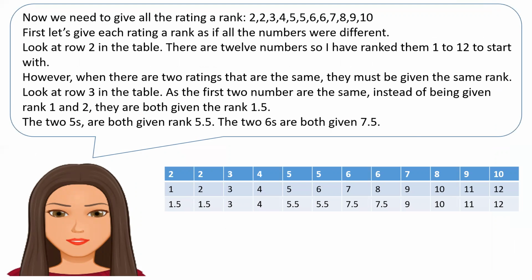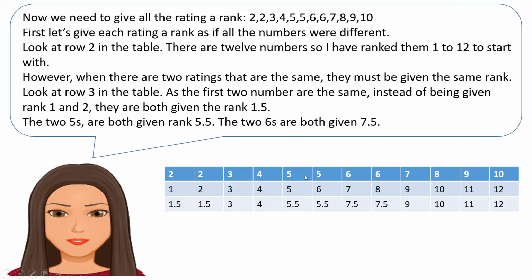Look at row 3 in the table. As the first two numbers are the same, instead of being given rank 1 and 2, they are both given the rank 1.5. Because 1 plus 2 divided by 2 equals 1.5. So the mean or the average rank for the first two numbers is 1.5. 3 stays as a 3 because there's only one 3. The 4 stays as rank 4 because there's only one 4.